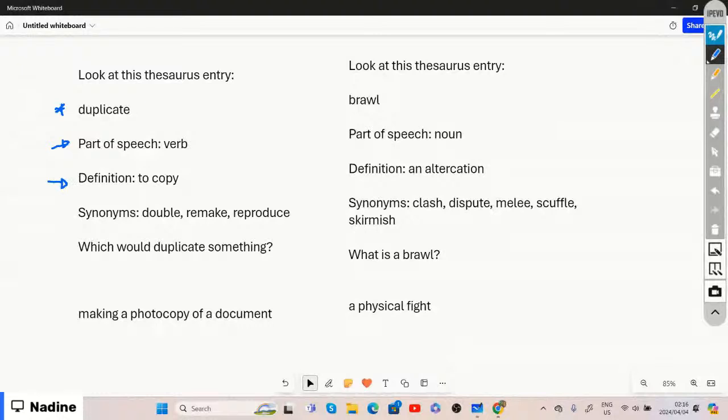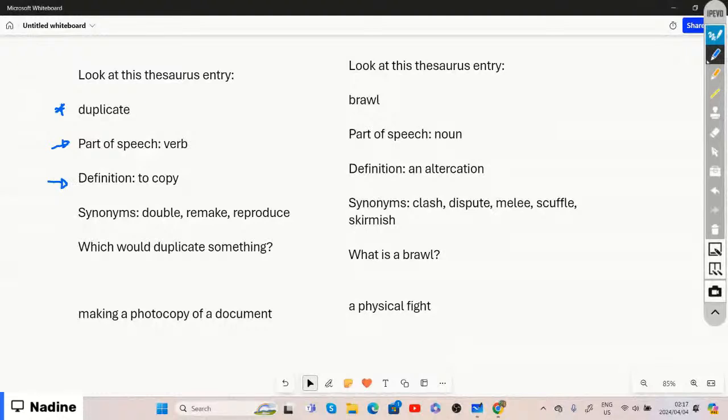And the synonyms of duplicate are to double, to remake, or to reproduce, right? That is what duplicate means. So now the question is, which would duplicate something? Our definition is to copy.